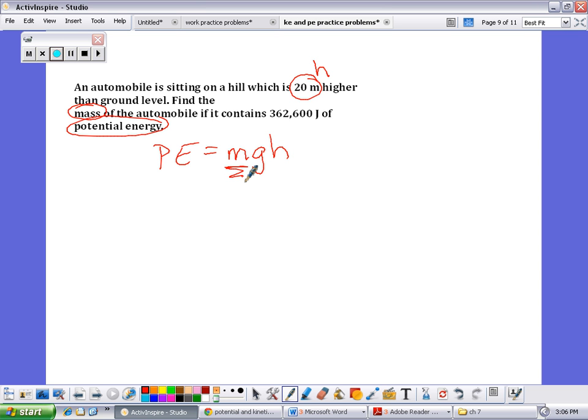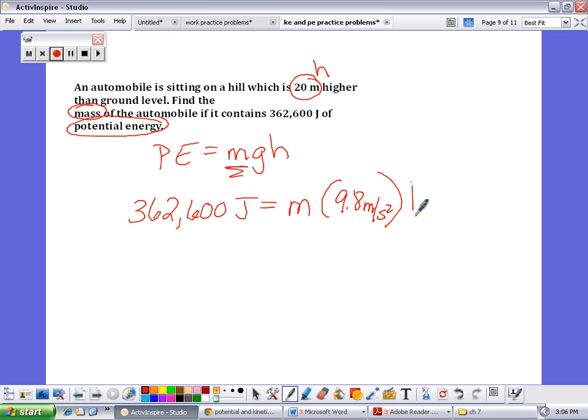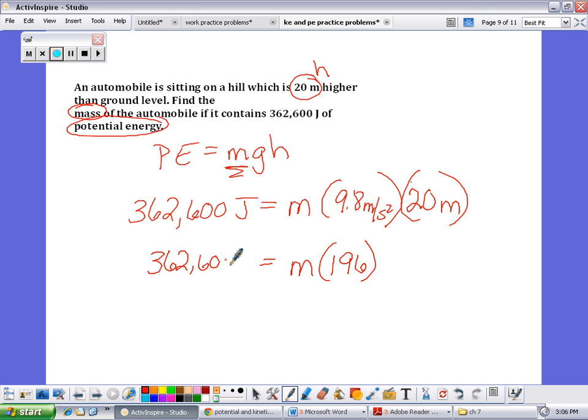So we are looking for mass. So our potential energy is 362,600 joules. M is what we're looking for. Gravity is given, so we know it's 9.8 meters per second squared. And our height is 20 meters. So we plug this in and we do 9.8 times 20 gives you 196. And we have our energy over here.